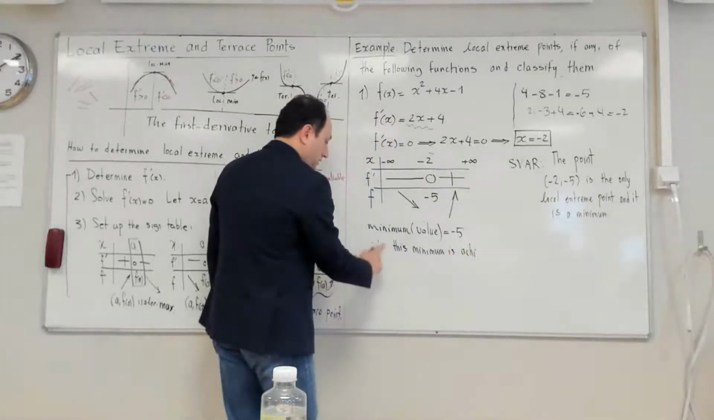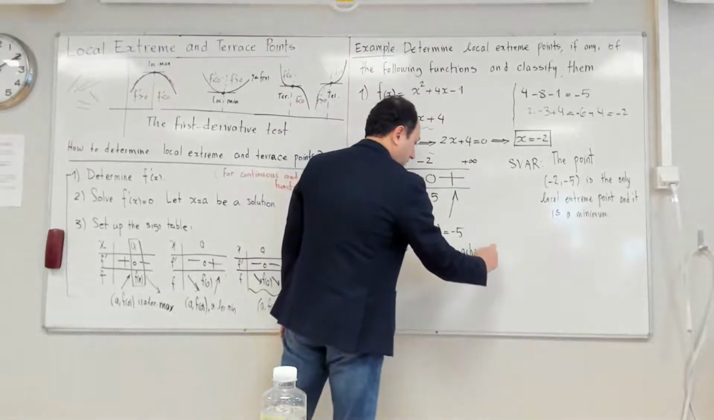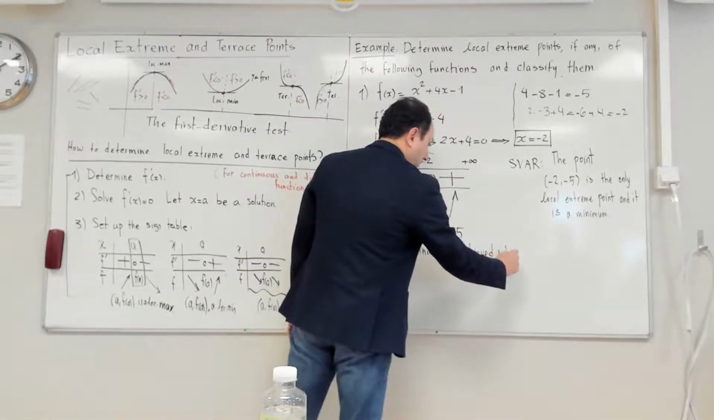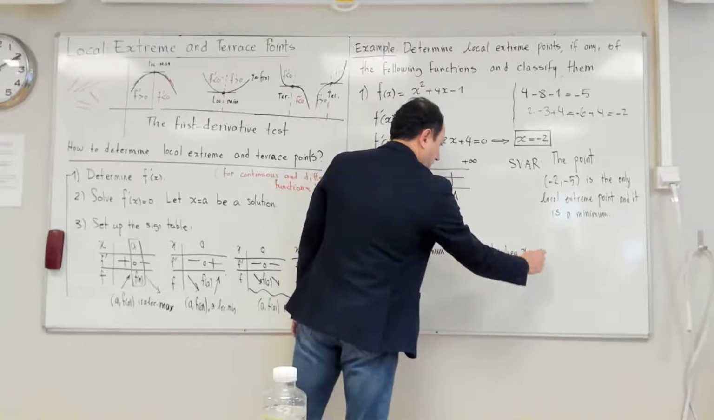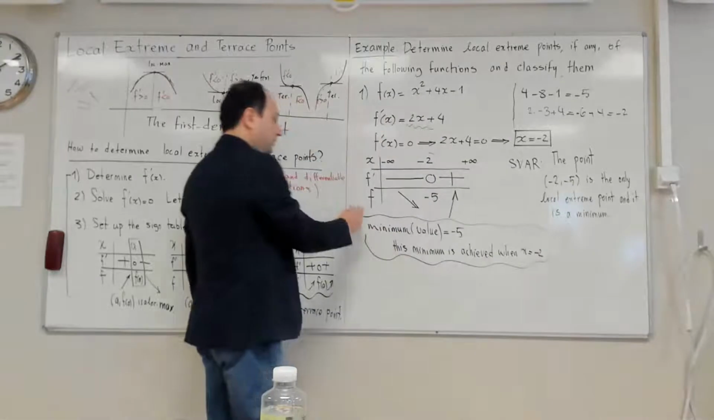So let me just clean it. This minimum is achieved when x is equal to -2. So these are not part of the solution to this problem, but I want you to understand.